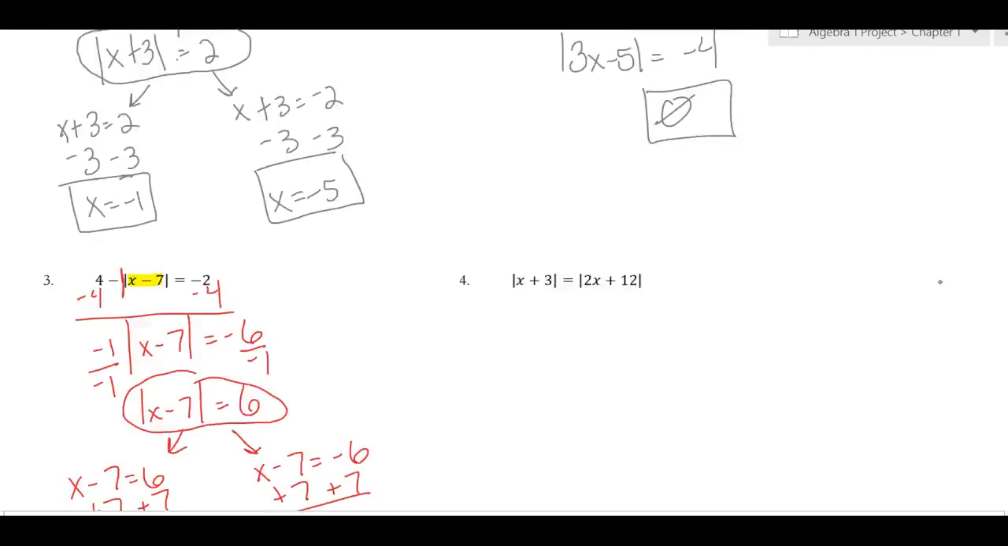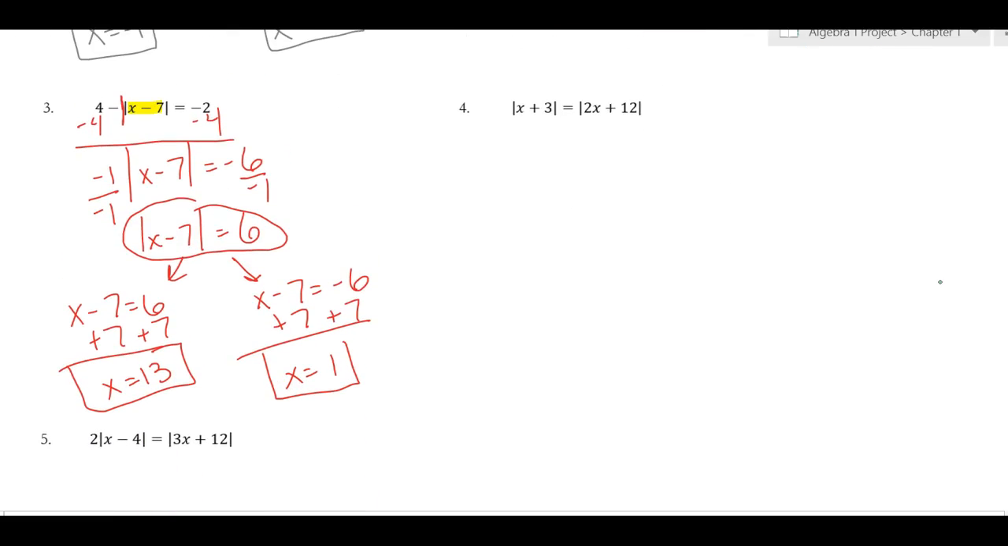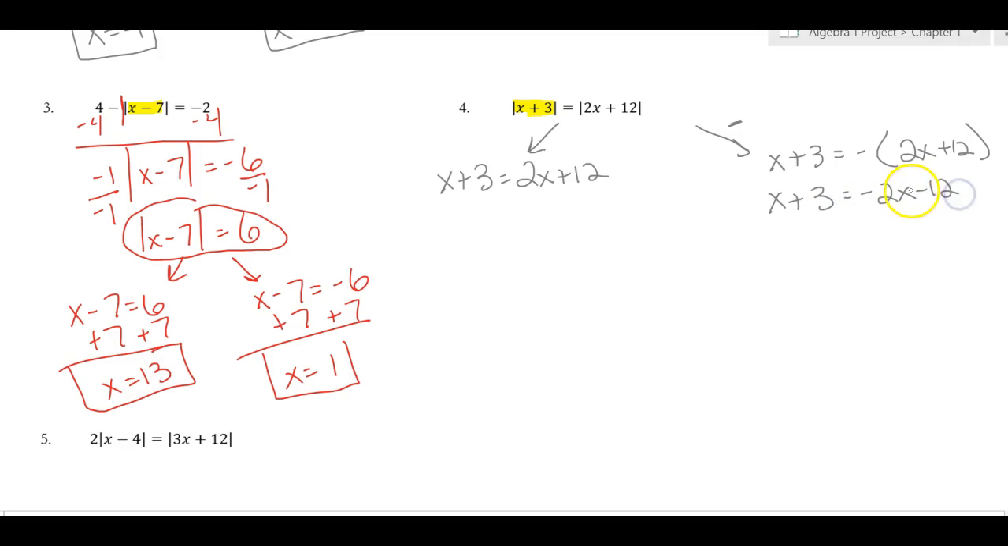All right, so what I'd like you to do is I'd like you to try number 4 on your own. And then once you think you have it, press play. Okay, so remember I keep the one on the left the same. And so it'll be x plus 3 is equal to 2x plus 12. And then over here, when I make it negative, it'll be x plus 3 is equal to negative 2x plus 12.